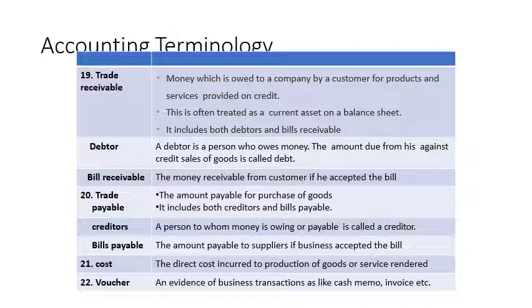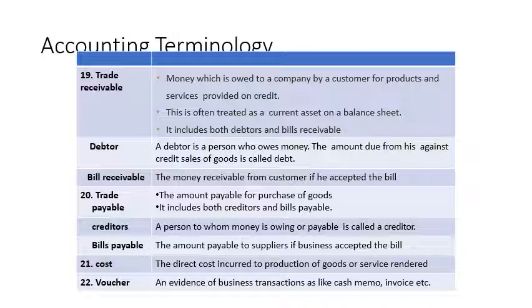Now, creditors means the persons to whom the business organization is responsible to pay the money. Bills payable means the money will be paid by the organization on the basis of bills. When the business accepts the bill, it is payable by the business organization to the suppliers. So both are considered here. So these are the three terms.